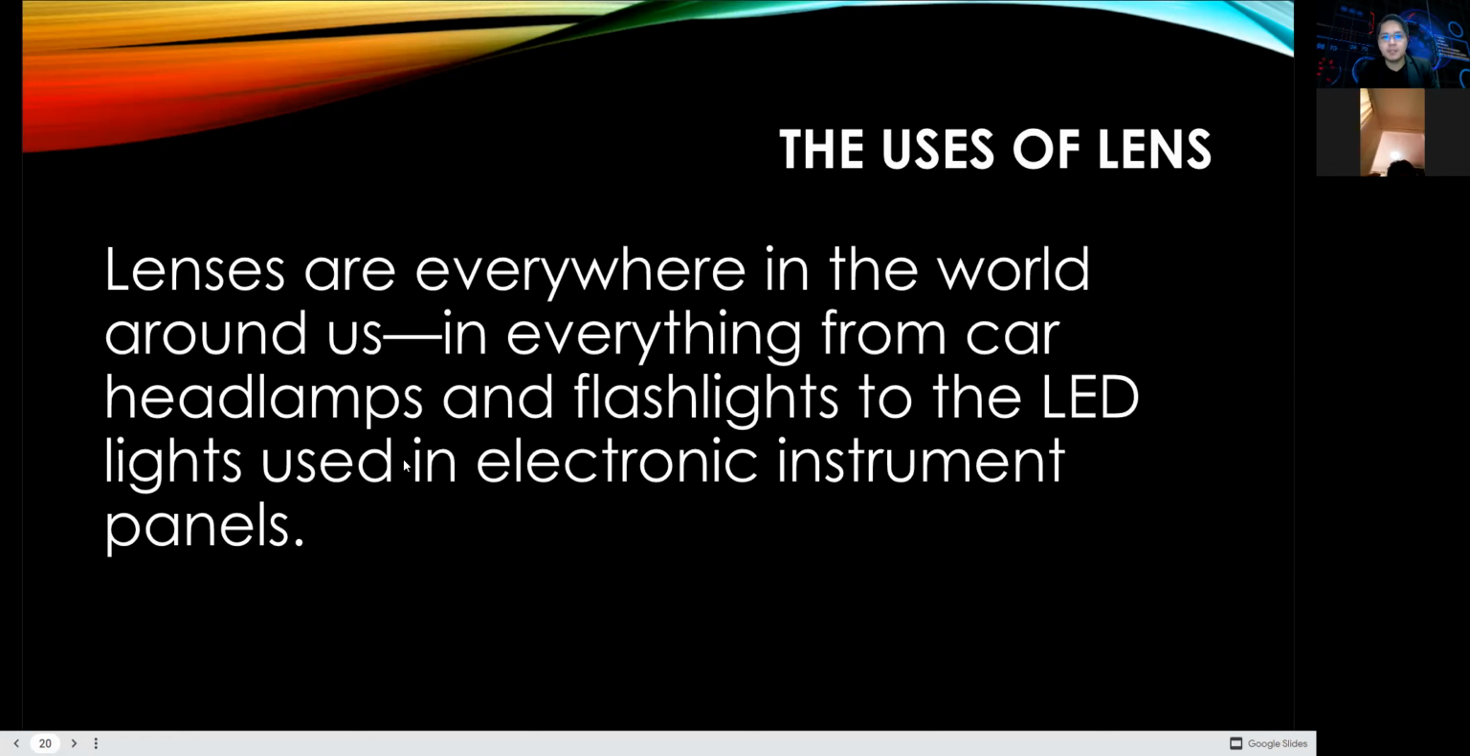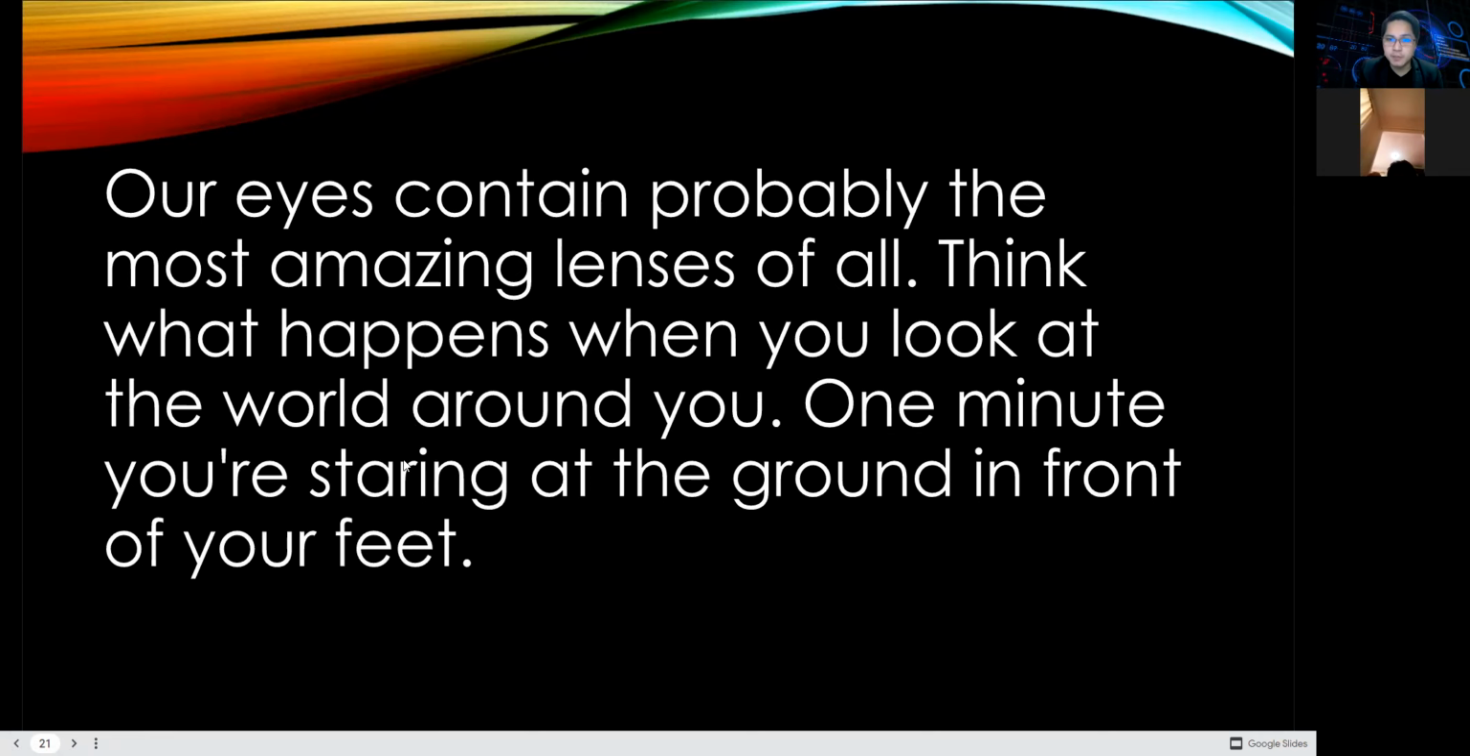The uses of lens. Lenses are everywhere in the world around us, in everything from car headlamps and flashlights to LED lights used in electronic instrument panels. Our eyes contain probably the most amazing lens of all. Again, the most amazing lens. For me, it is the most amazing lens.